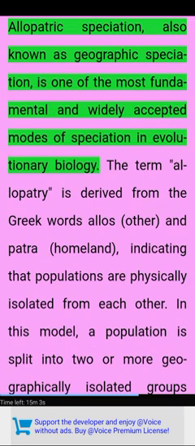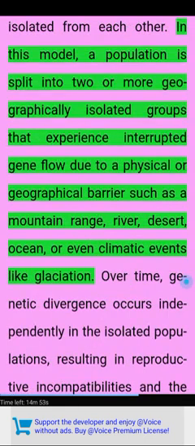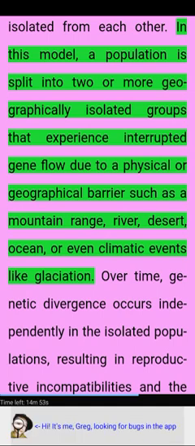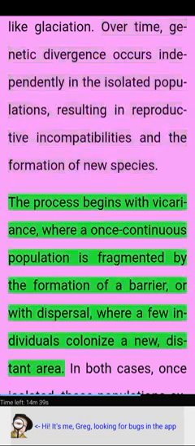Allopatric speciation, also known as geographic speciation, is one of the most fundamental and widely accepted modes of speciation in evolutionary biology. The term allopatry is derived from the Greek words allos, other, and patria, homeland, indicating that populations are physically isolated from each other. In this model, a population is split into two or more geographically isolated groups that experience interrupted gene flow due to a physical or geographical barrier such as a mountain range, river, desert, ocean, or even climatic events like glaciation. Over time, genetic divergence occurs independently in the isolated populations, resulting in reproductive incompatibilities and the formation of new species.